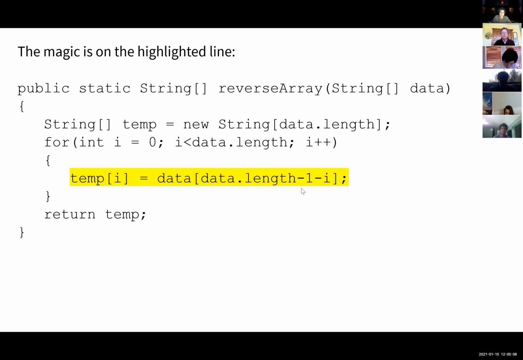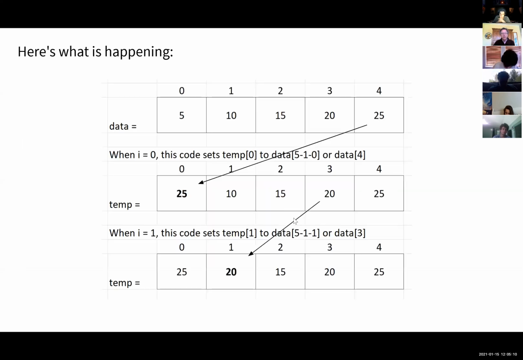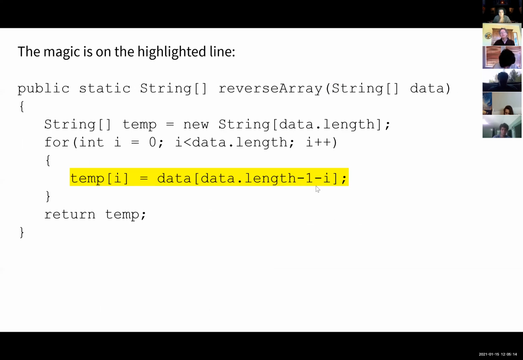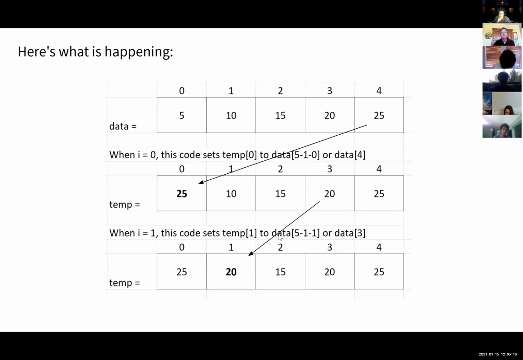So I say the magic is in this highlighted line, and I think I show you a picture. Yeah, awesome. So back to here, this is the line that does all the tricky stuff. And what we're doing is when i is 0, the code sets temp[0] to data[5 - 1 - 0], which is data[4]. And that moves the 25 over here.